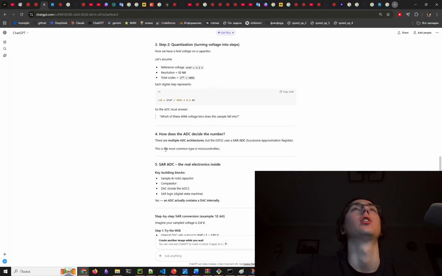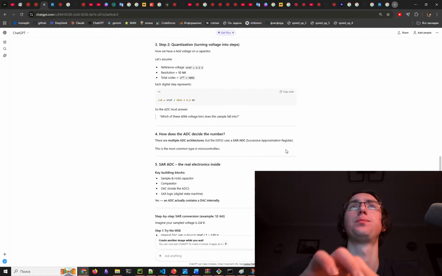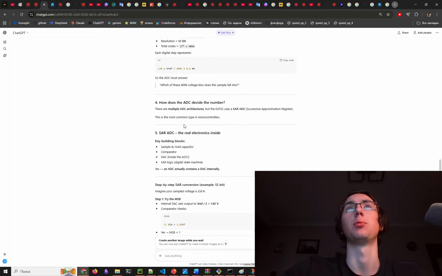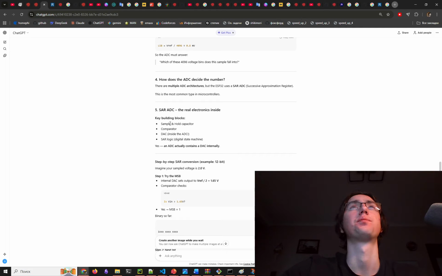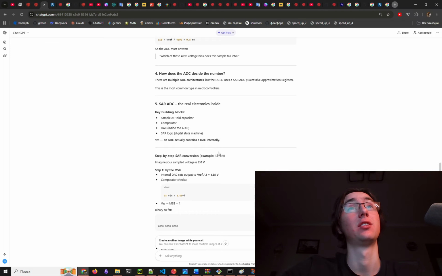Okay, how does the ADC decide the number? There are multiple ADC architectures, but the ESP32 uses a SAR ADC, successive approximation register. Most common type in microcontrollers. Okay. Sample and hold capacitor, comparator, DAC inside the ADC. An ADC actually contains a DAC internally.